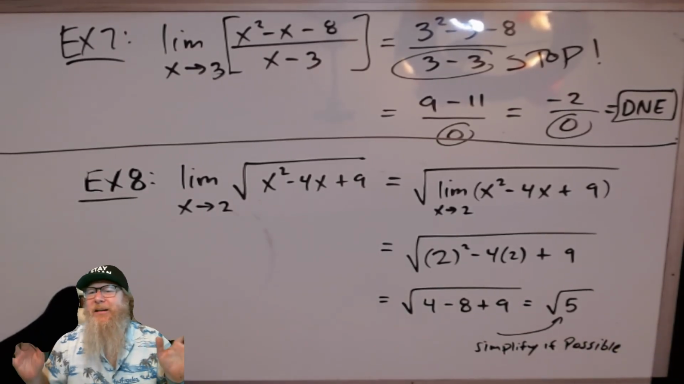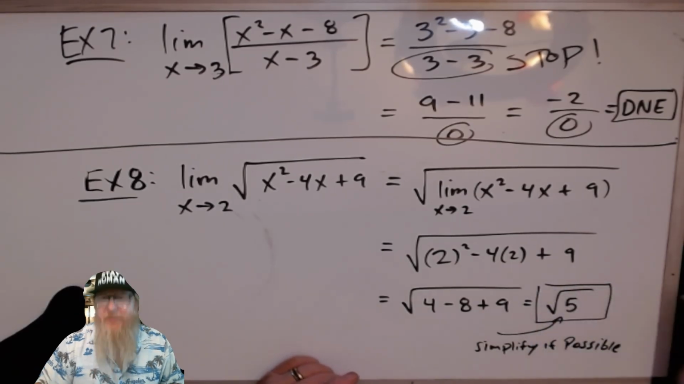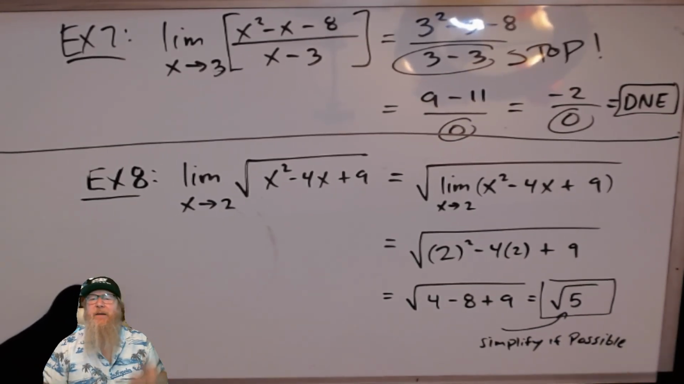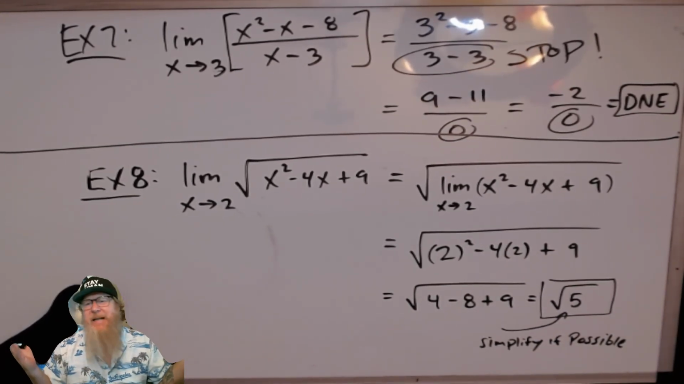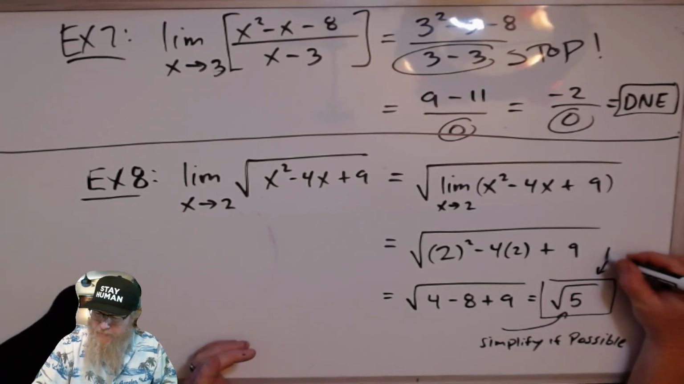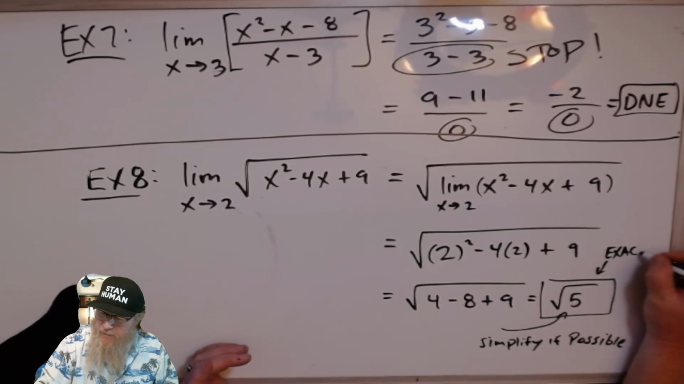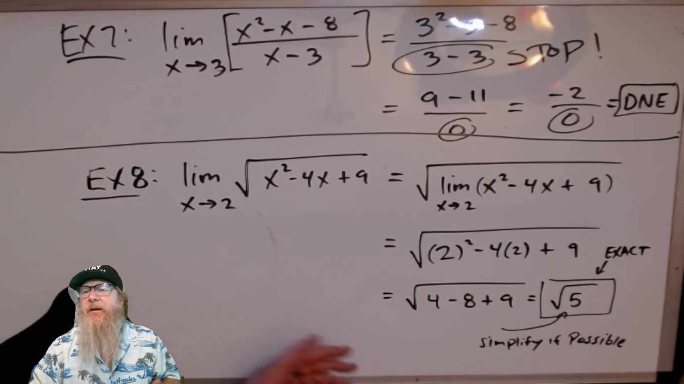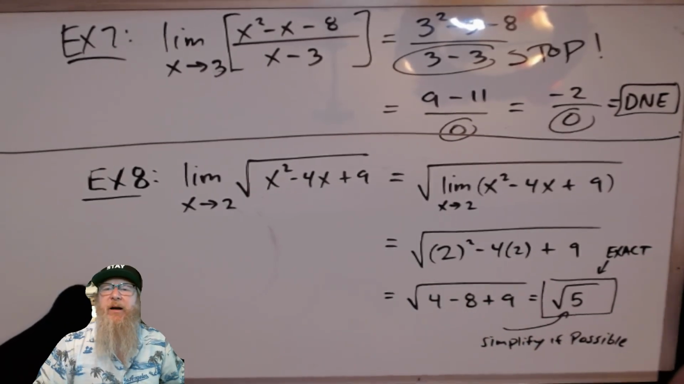Don't use a calculator unless instructed to do so. The square root of 5 would require a decimal. We want the exact value. So the exact value is an irrational number. So just leave it as square root of 5.